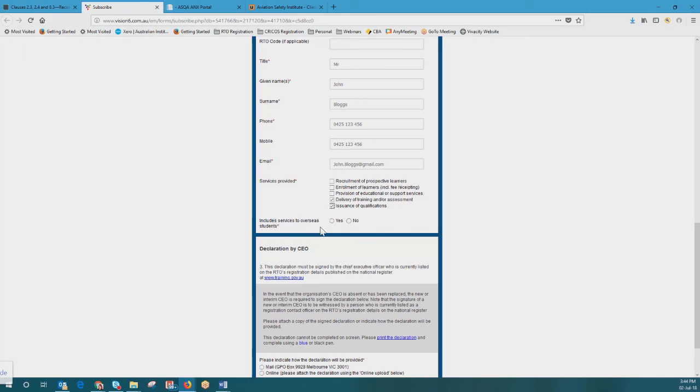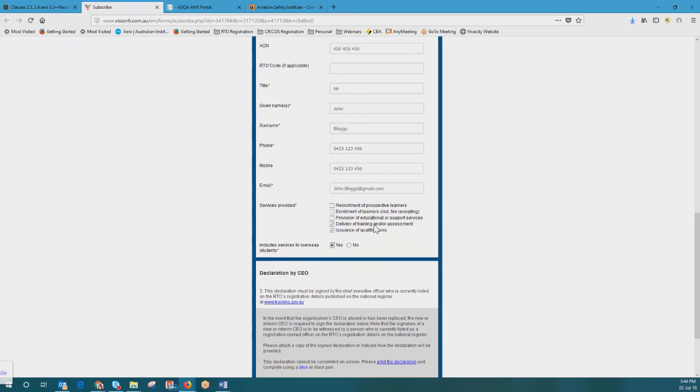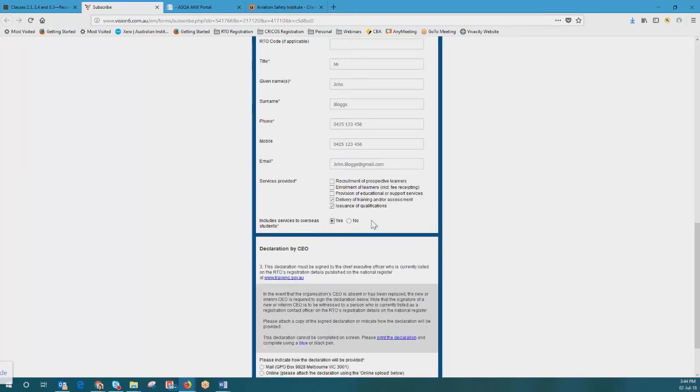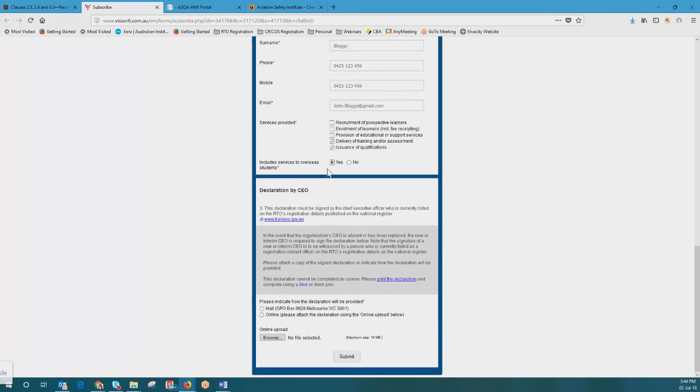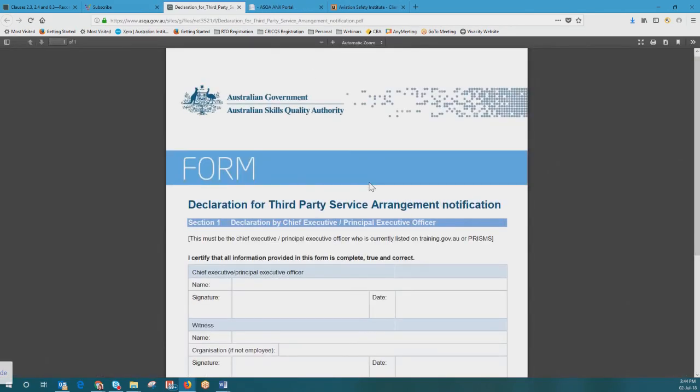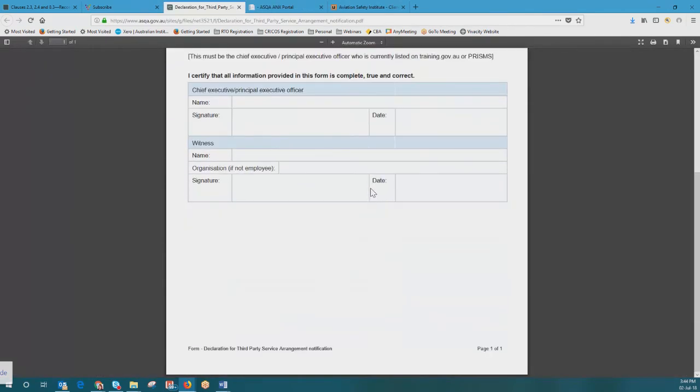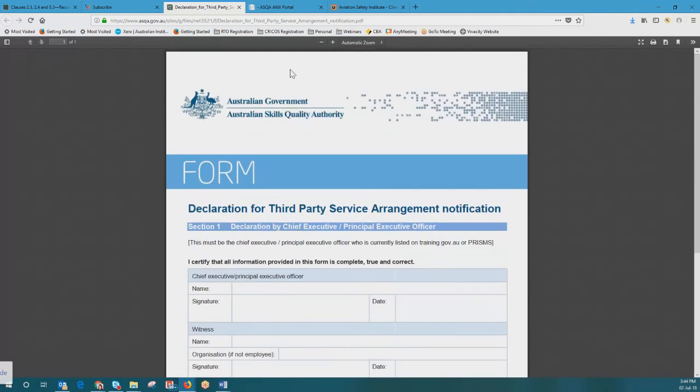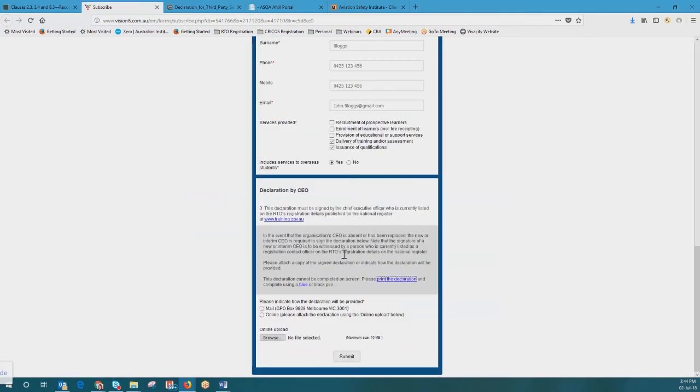Include services to overseas students. So if you are delivering services to overseas students and you've got someone recruiting on your behalf overseas, you would have a yes there. And then the CEO signs a declaration. So there's actually a declaration that they would download. So you would fill in this declaration, sign it, scan it, and then upload it to here and then submit this form.